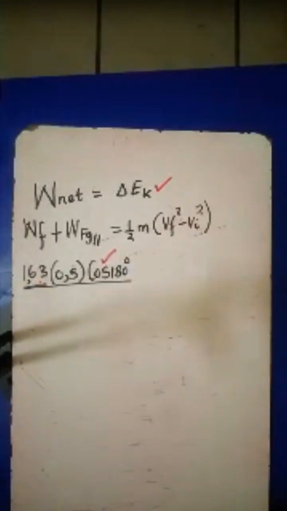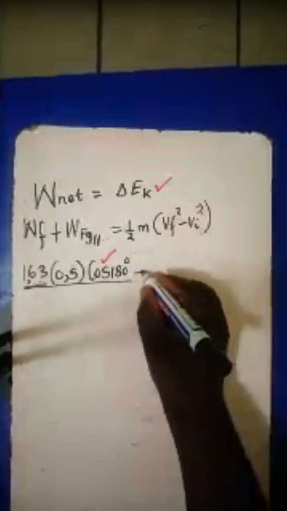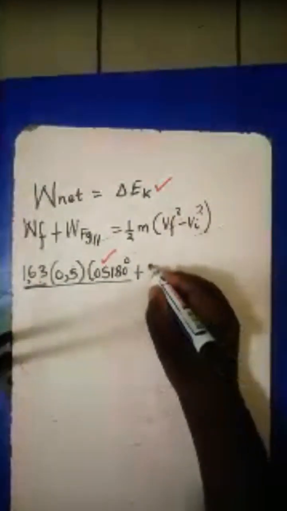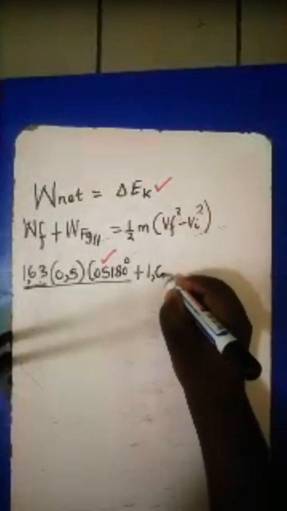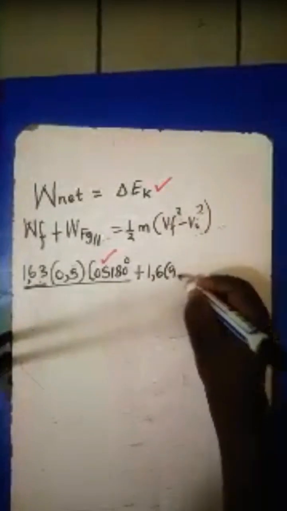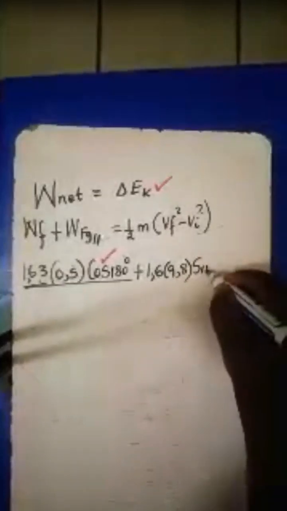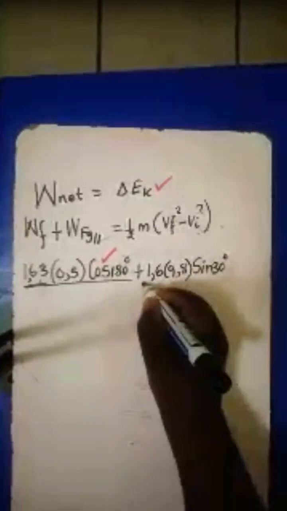Right. Plus, how do we do the work done by Fg? Remember, Fg parallel is the same as mg sine theta. M is the mass, g is the gravity, sine of the given angle, sine 30 degrees. This is Fg parallel.